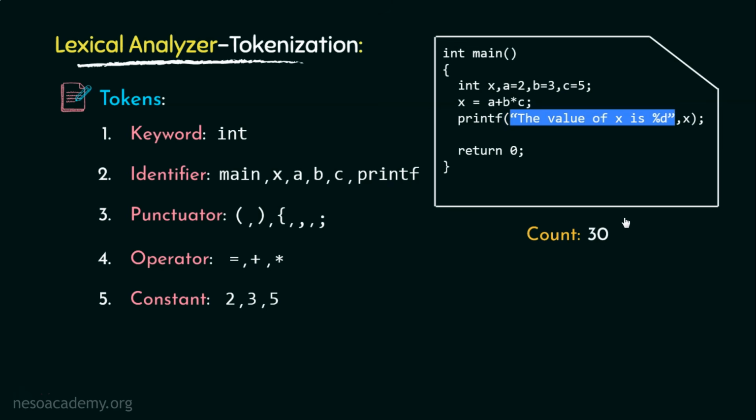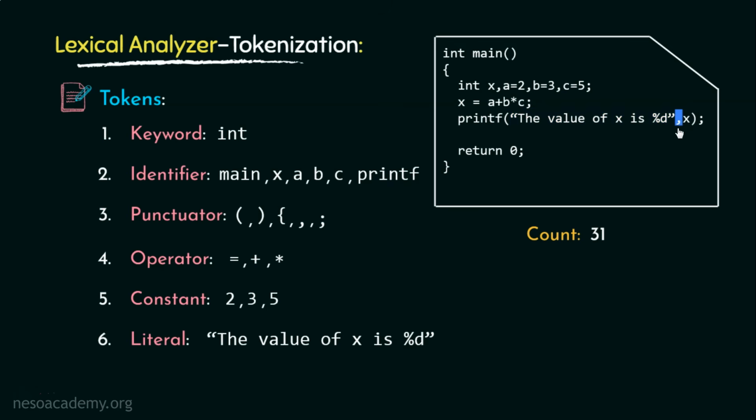Coming to the next token, here the entire string, that is starting from this double quotes till the ending of double quotes, this entire string is a single token. It falls under the literal category. So the count becomes 31. Now this entire literal token is one of the arguments of the printf function. For separating arguments from one another, the punctuated token comma is used. So the token count now becomes 32.